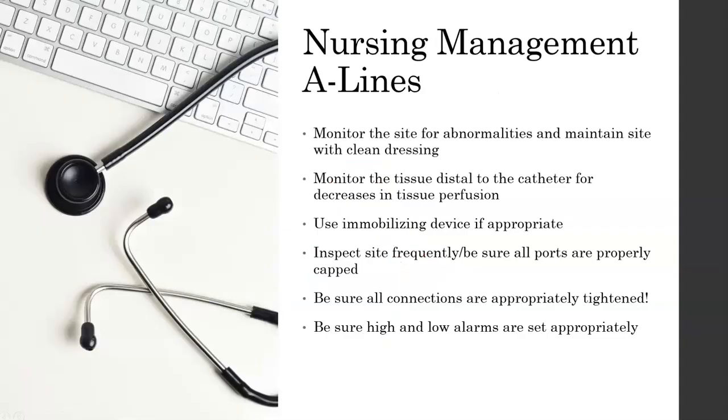All right, so nursing management of A-lines. We want to monitor and make sure that the site is clean and maintain it clean with our dressing. Obviously, like I said earlier, this is an arterial line, so the chance of infection is high. We want to monitor the tissue distal to the catheter for decreases in tissue perfusion. If we have a line that's starting to go wonky, sometimes we'll start to see discolorations, and sometimes we have to pull them and put new ones in, especially if they've been in for a really long time.